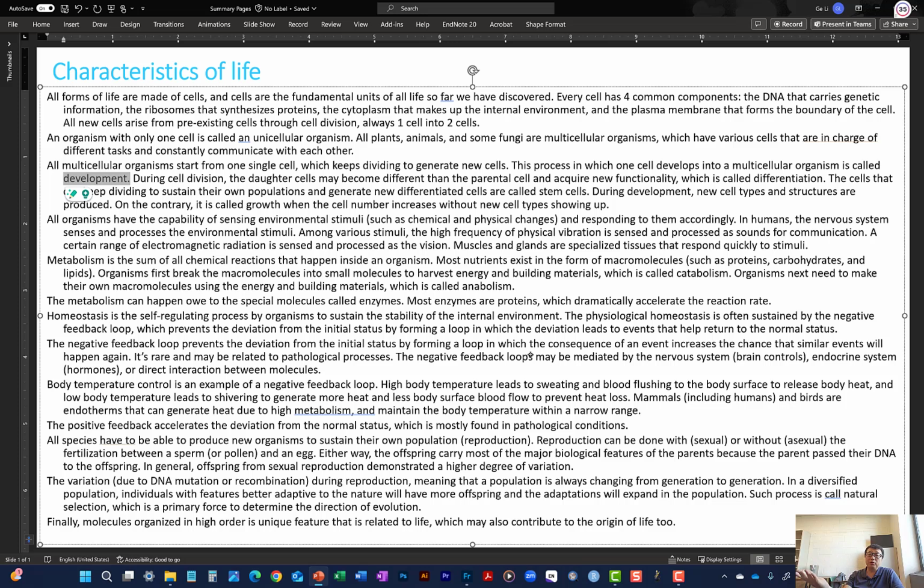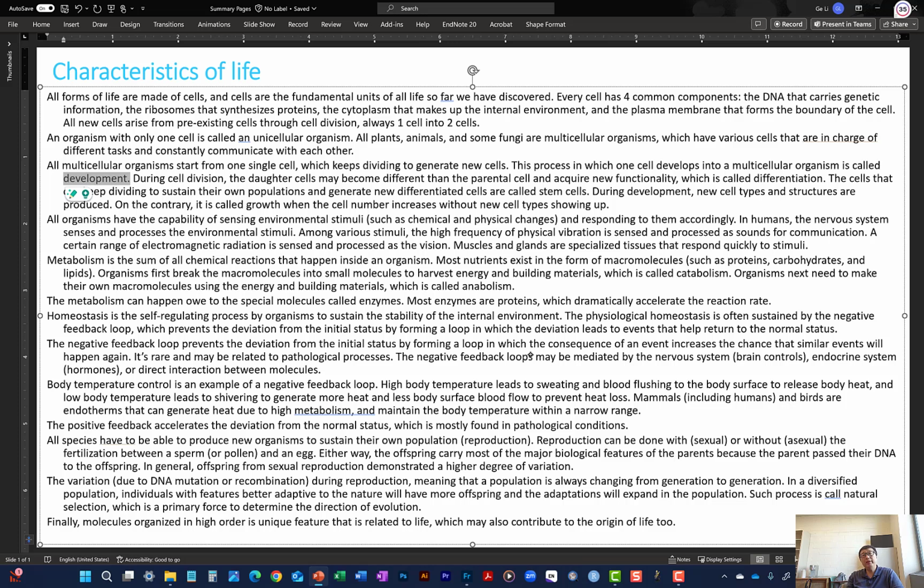What's different with growth? In terms of growth, there are no new cell types and no new tissues growing in my body. In development, there are always more structures and new cell types showing up in the body. So that's all about the cells.